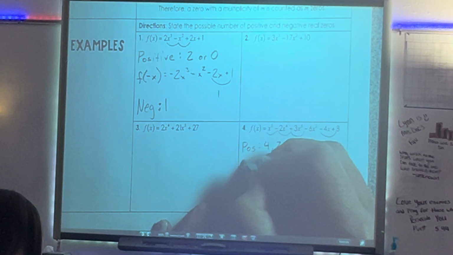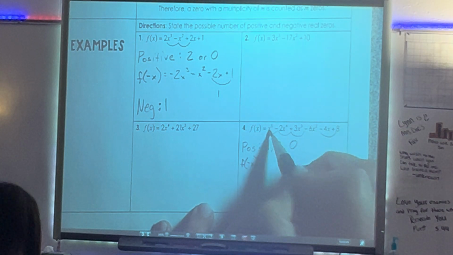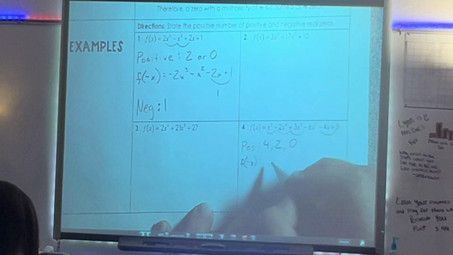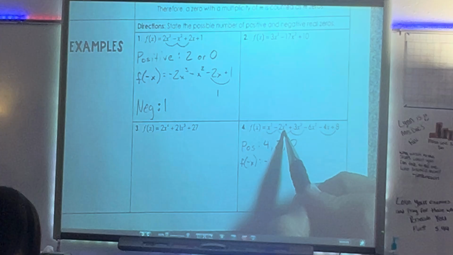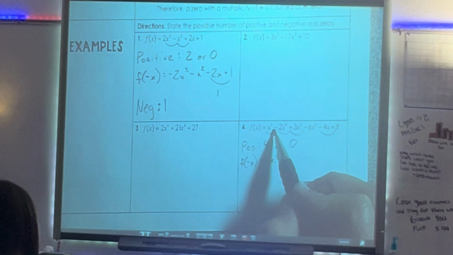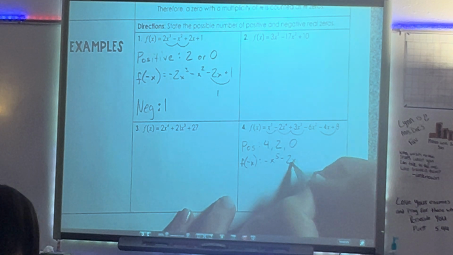So if I do f of negative x, then if I make this negative, this will be negative x to the 5th. Negative x to the fourth power would still end up being a positive x, with the negatives out front. Are y'all okay there? So I'm still gonna get negative 2x to the fourth there.